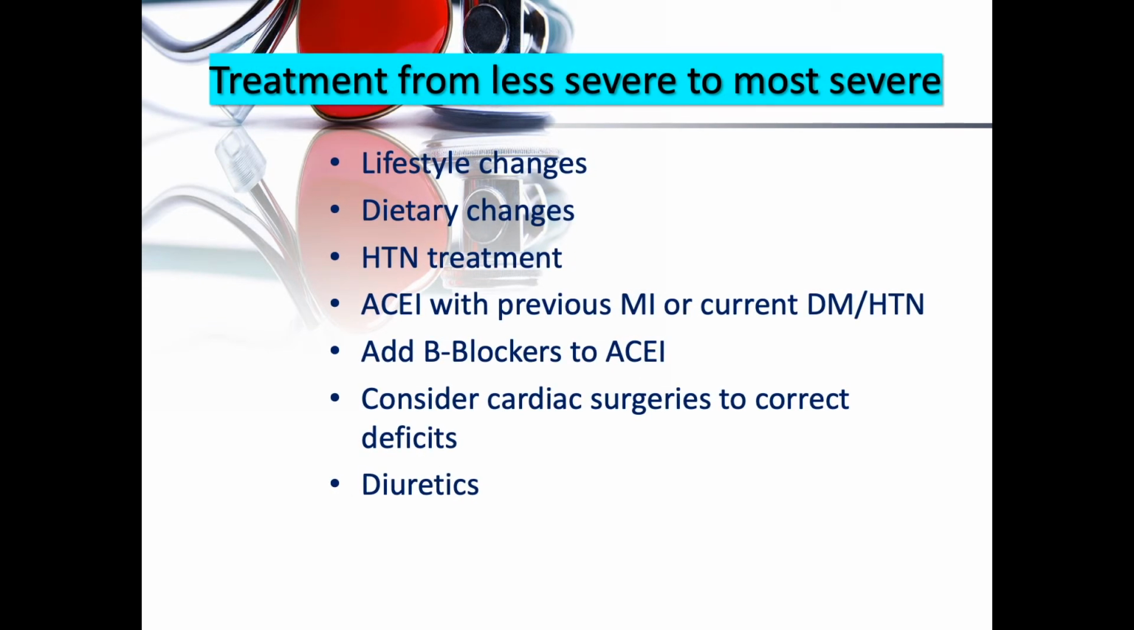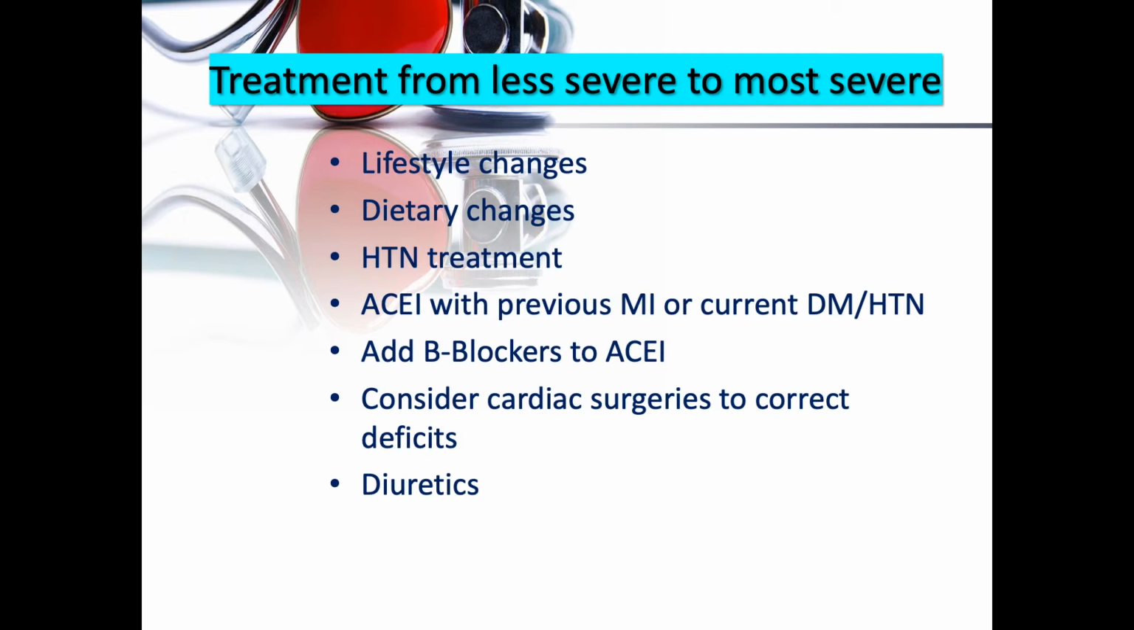So the treatment, beginning from the less severe and progressing to most severe, include initially lifestyle changes. In other words, more activity, less smoking, and dietary changes. Hypertension control can help delay the decreased cardiac output. Treating the patient with ACE inhibitors, especially those with a previous myocardial infarction or who currently have either diabetes or hypertension or both. If the patient has done all of the above and still progresses, you need to add beta blockers to the ACE inhibitor.